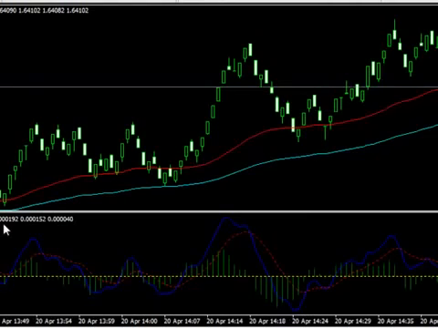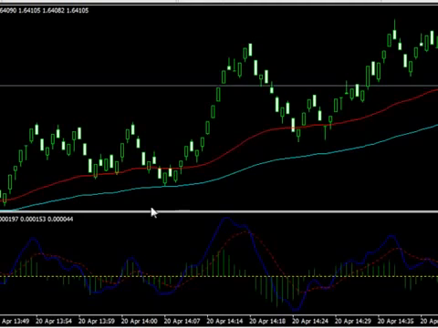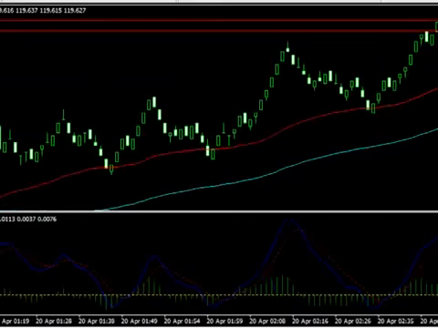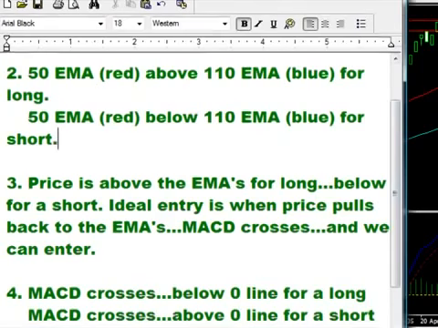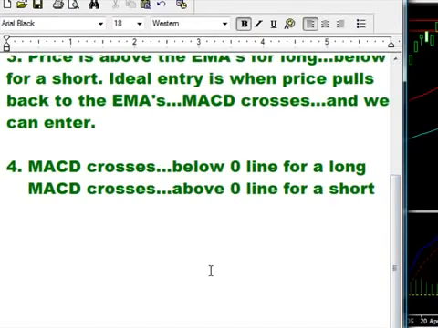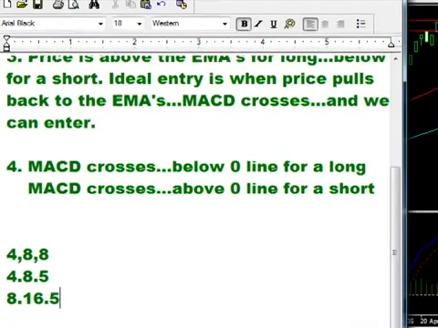Now the MACD settings, they'll be different, and we've kind of messed around with a bunch of settings. We've tried, write these down here, 488, 485, and 816.5. So which one to use?